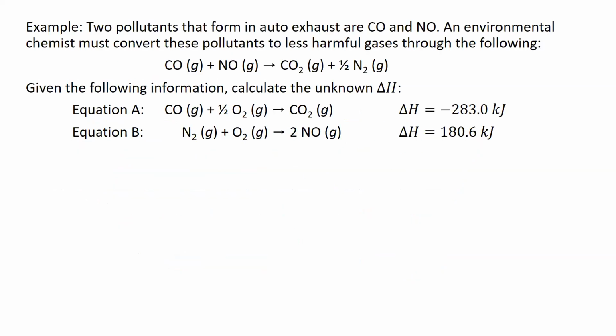Okay, so here we've got an example. So another example of gas chemistry, of chemical reactions that occur in the gas phase that could potentially be things that are happening around us, although less often in LA right now because we're not producing as much carbon monoxide because there are fewer cars driving. But here's our example. We've got 2 pollutants that form in auto exhaust. Right? So carbon monoxide and nitrogen monoxide.